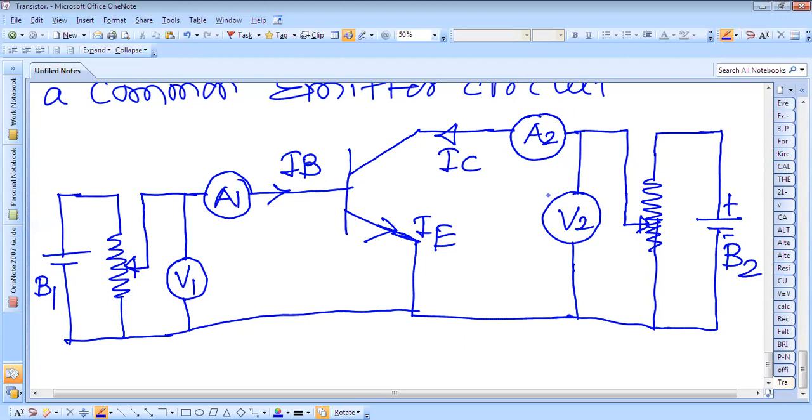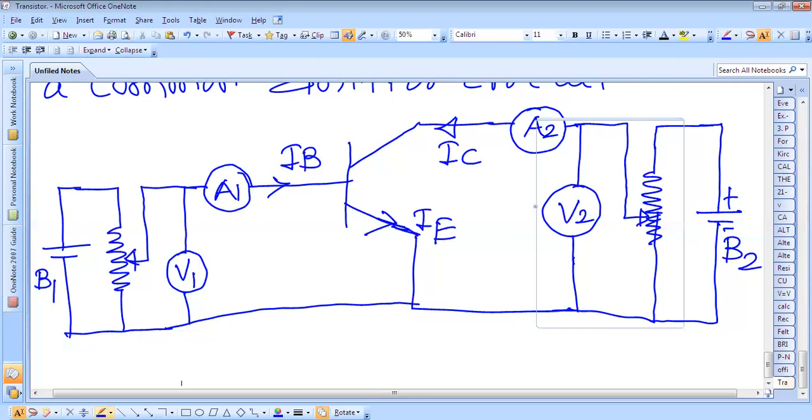So here the procedure is to maintain the base current IB constant. Now we have to make this current constant. How can we make this current constant? Just by varying this potentiometer. So vary this potentiometer and take the reading of this ammeter and this voltmeter. You will get the output current and output voltage keeping this input current constant. Here we are drawing the output characteristics.